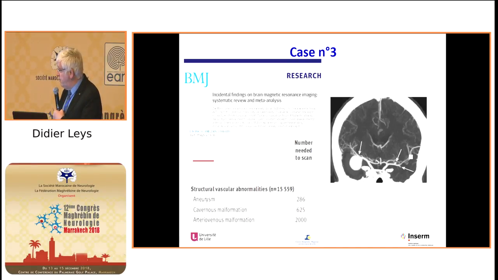And probably the proportion is much higher, because this meta-analysis, which is quite old now, from 2009 I think, did not have TOF sequences, did not have appropriate sequences to visualize especially small aneurysms. So probably here we could see only big aneurysms. My question was, is it possible that we ourselves don't treat patients because they have an aneurysm? If that were the case, we should have a proportion of aneurysms in our patients. It was not the case for all patients.